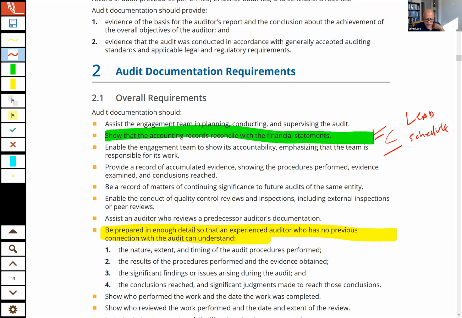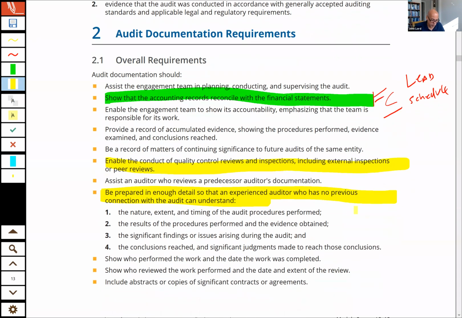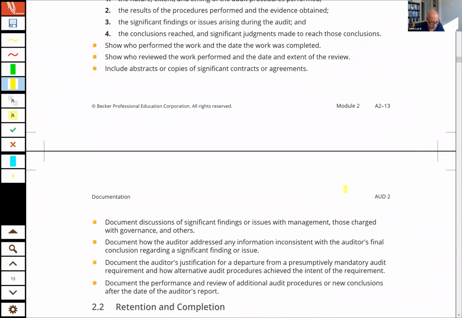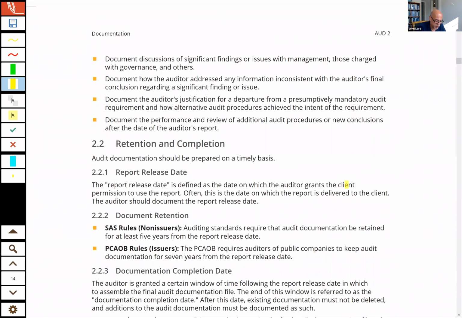Okay, so the lead schedule is the best way to show that the accounting records reconcile with the financial statements. And again, it's going to allow us to conduct the appropriate supervisory review, quality control review. All of those things are done when we have the proper audit documentation. Okay, all right, good. Now you come over and let's just take a look at retention. And how long do we have to complete all of our work papers? Because we may issue the report, but we still need a little time to clean up our work papers, okay?